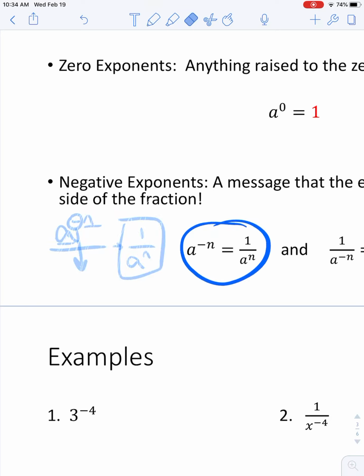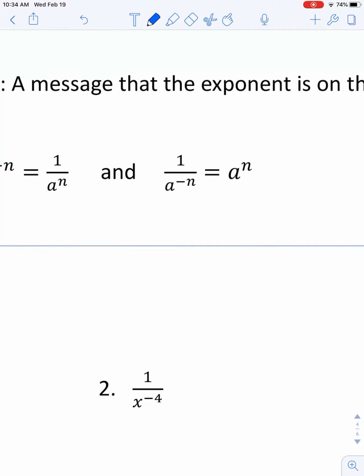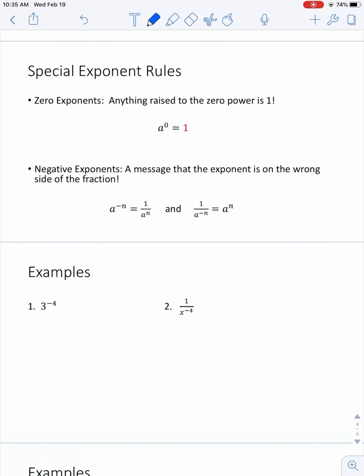I think this rule starts to make more sense when you see examples, so if you're a little overwhelmed, don't worry about it. Okay? Over here, second half of this rule, if we have a to the negative nth, really it's saying I'm on the wrong side. I'm on the bottom, I need to be on the top, so we really should have an a to the nth when we see 1 over a to the negative nth. So those are the only two rules we're going to work with, the 0 property and the negative exponent property.